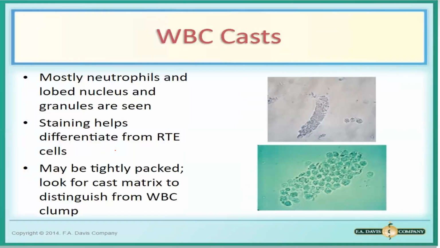Okay, ayan. So, I've mentioned na yung mga yan. Okay. Next, WBC cast. WBC is mostly neutrophil and lobe nucleus and granules are seen with the WBC cast. Okay. Seen in infection or inflammation. Example is pyelonephritis, acute interstitial nephritis. And glomerulonephritis may be seen in conjunction with RBC cast.